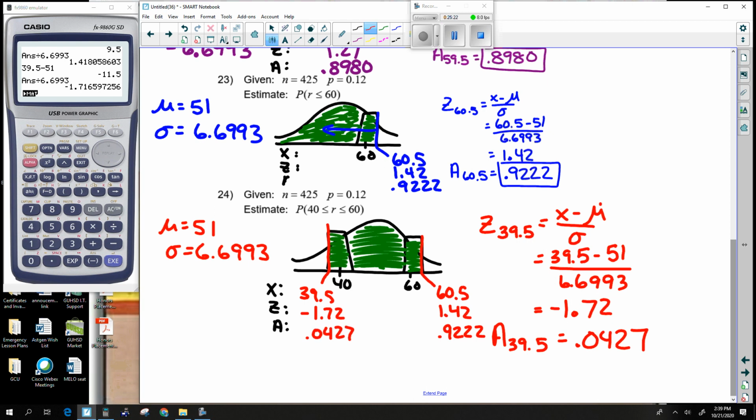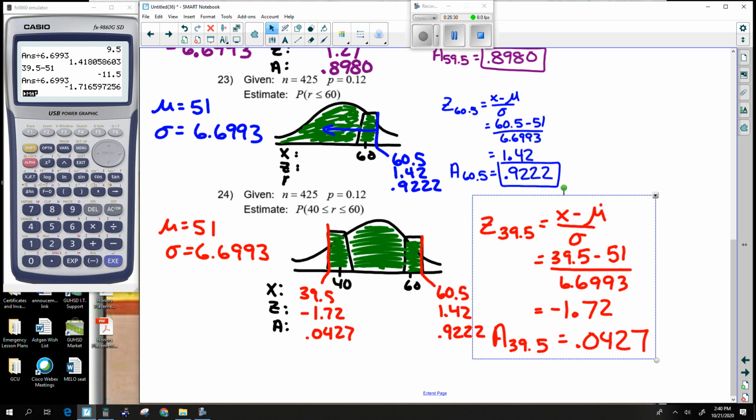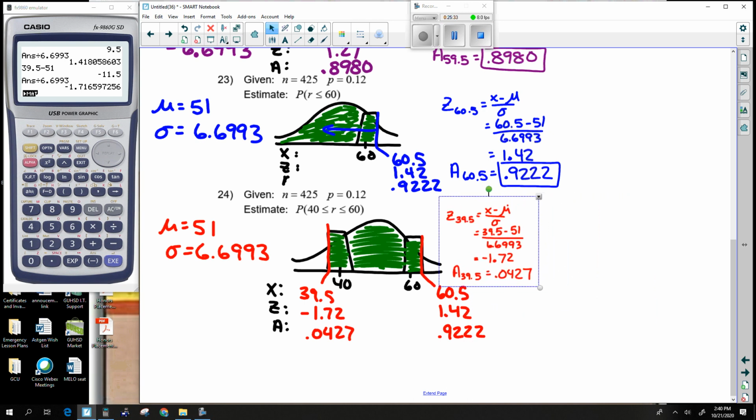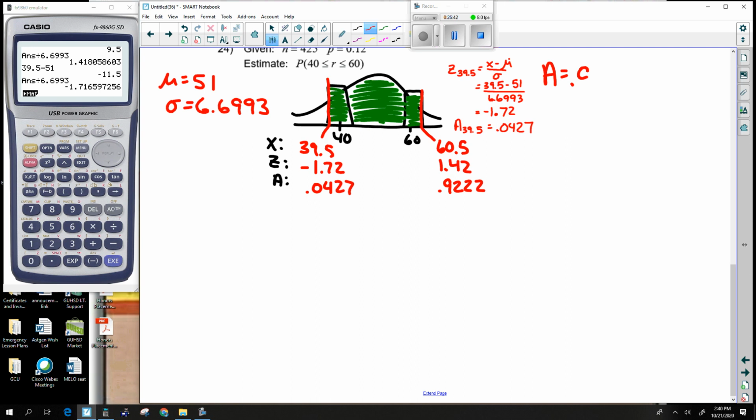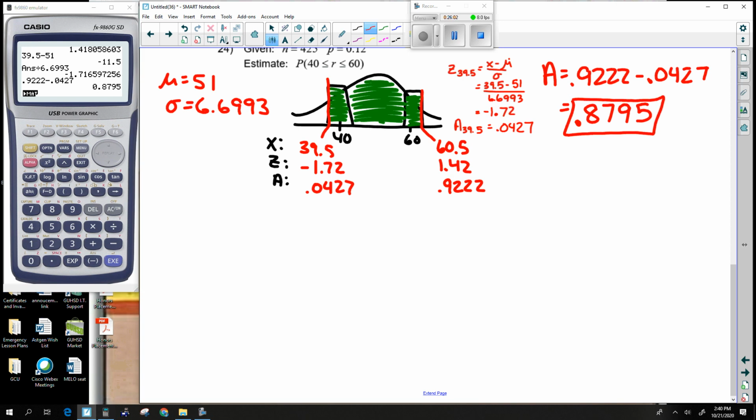Okay, so this is ultimately asking what is the area in between these two things. So when I find the areas to the left, which I'm supposed to, all I need to do is find the area of the big and subtract the area of the small. That'll be the area in between the two. So in this particular problem, the area of the big is 0.9222. Area of the small is 0.0427. And that's the area in between.